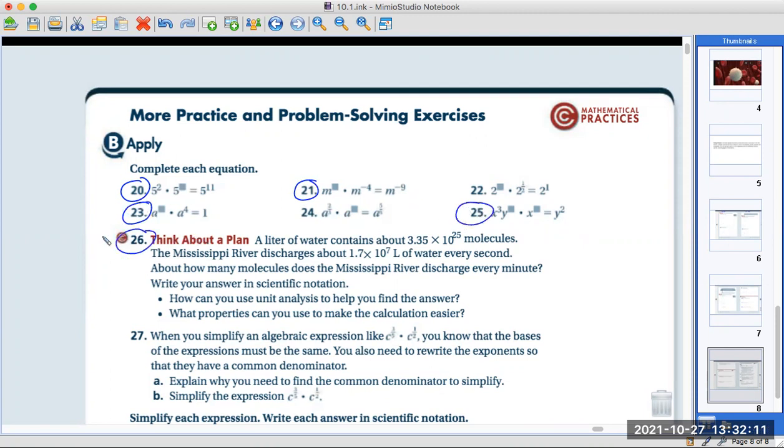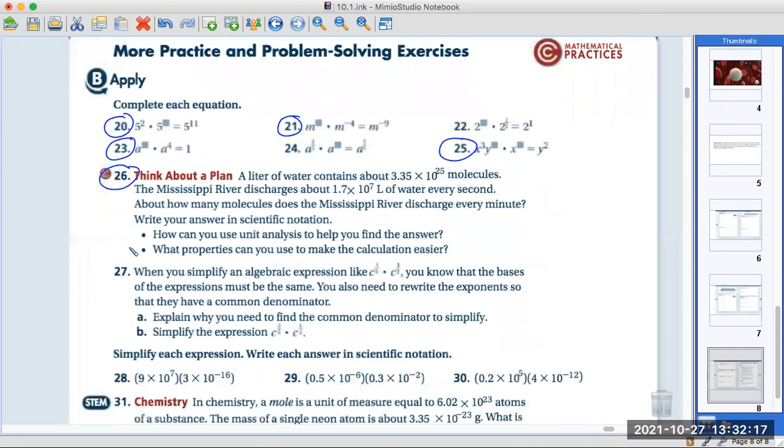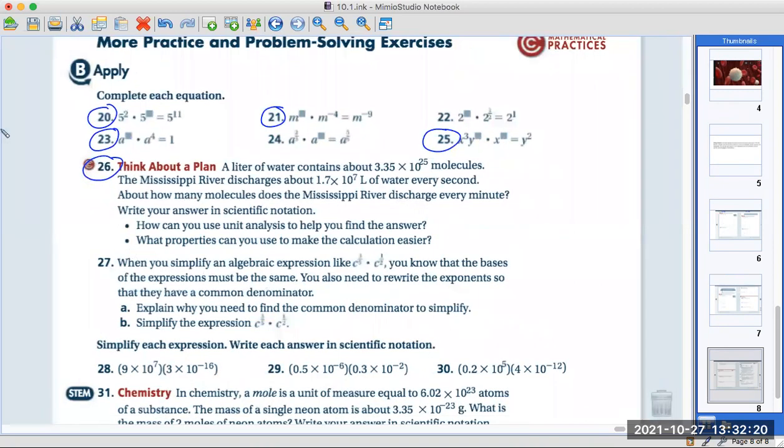This is your big word problem. Think about a plan. It's just like I showed you, the big white blood cell problem, okay? This is about molecules in the river. So I don't exactly know what a molecule entails. I think it's like an atom, something inside an atom, maybe. I'm not quite sure. I'll probably make a fool out of myself talking about it because I really don't know. But it's something in the tiniest of how we measure our matter, right? How many molecules does the Mississippi River carry every minute? And here, write your answer in scientific notation.